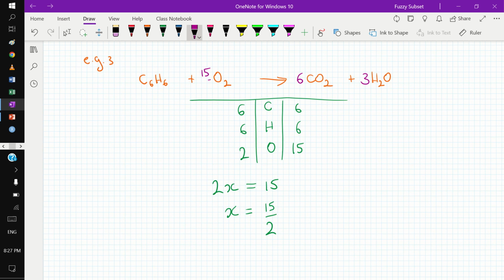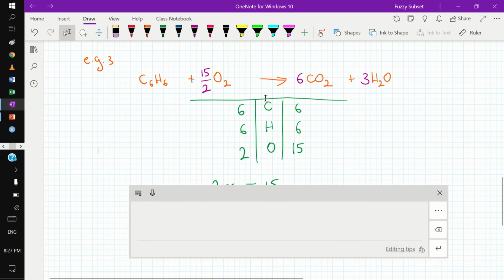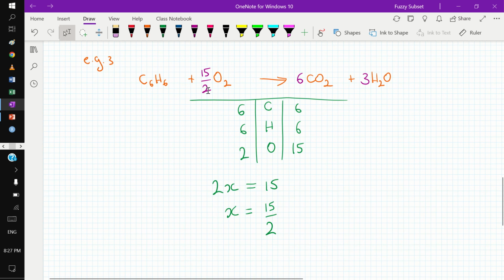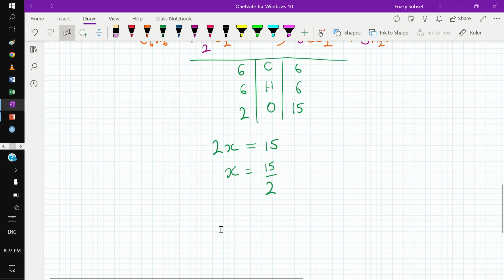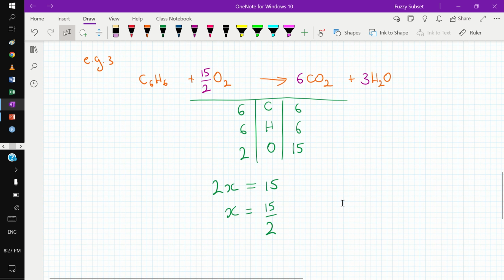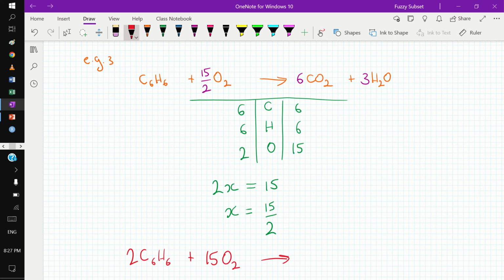That's okay because it represents the ratio. Alright, now if you wanted to double everything so that you don't have that fraction, that's also perfectly fine. So I'll show you what that would look like. You would end up with 2 lots of C6H6 plus 15 O2 produces 12 CO2 and 6 H2O. So that is also an equivalently balanced chemical reaction for that combustion.